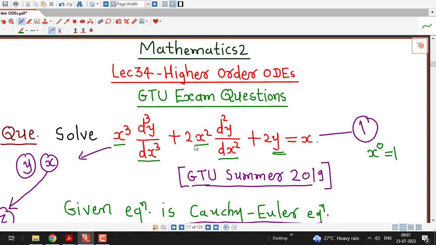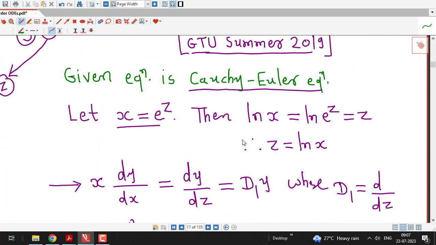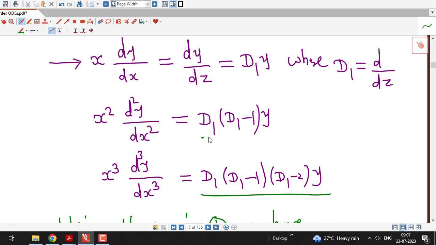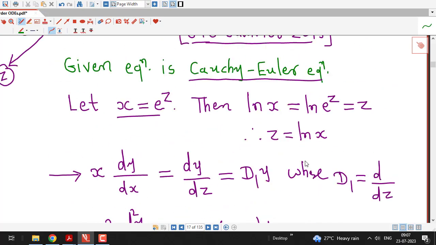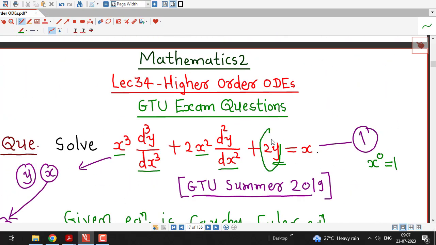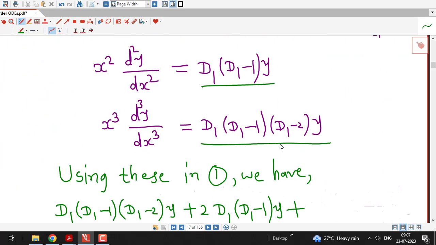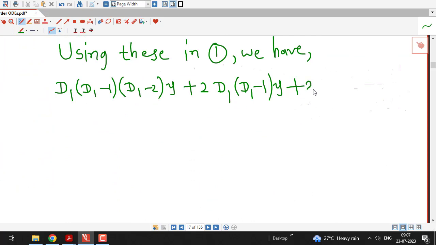Second term is 2 times x square into d square y by dx square. X square into d square y by dx square will be replaced by D1 times D1 minus 1 into y plus 2 into y equal to x. So I keep 2y as it is, and x is replaced by e raised to z.